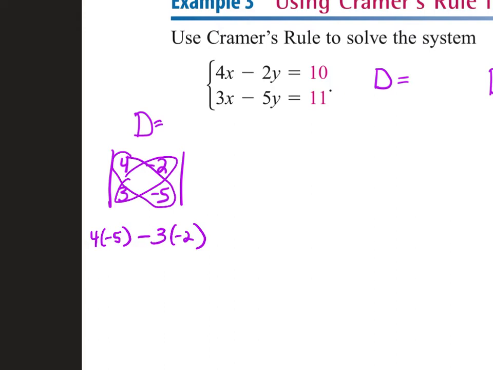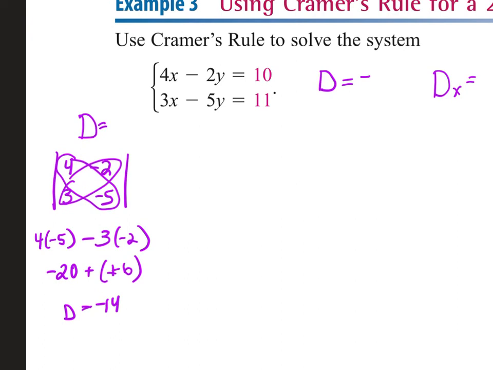So 4 times negative 5 is negative 20 minus 3 times negative 2 is what? Negative 6. So two negatives make a positive. So my determinant is negative 14. I'm going to put up here, my determinant is negative 14. Now I have to find D what?